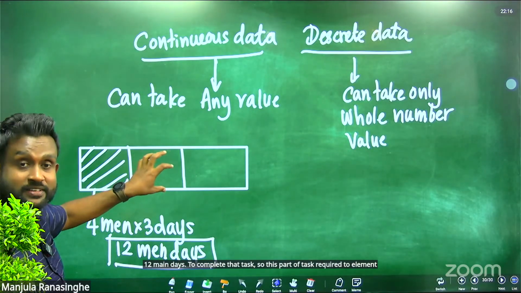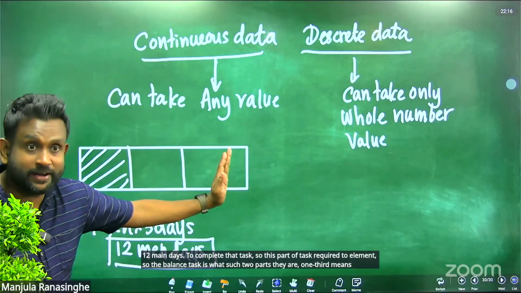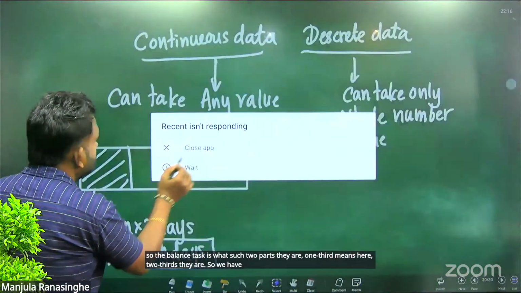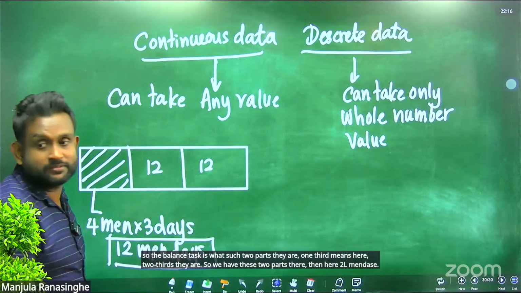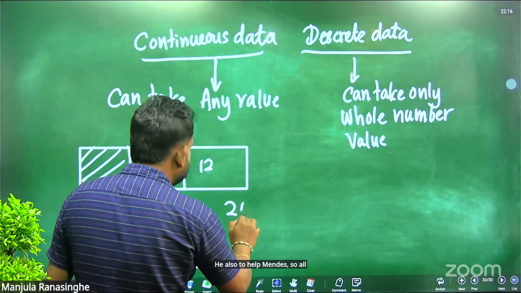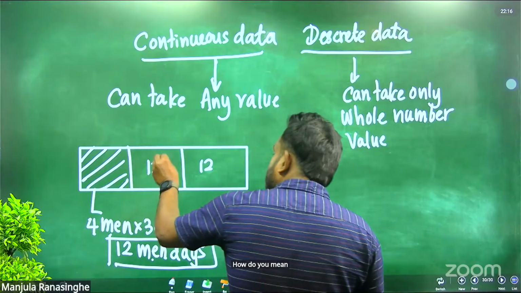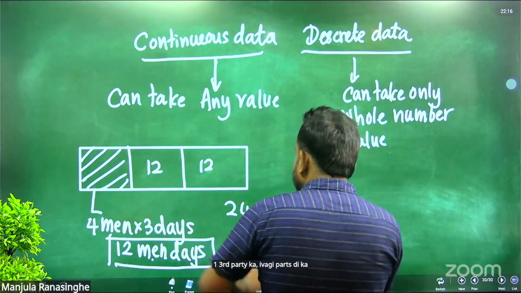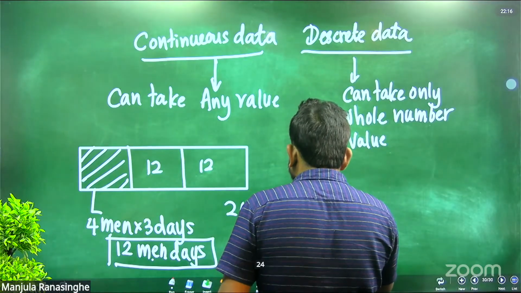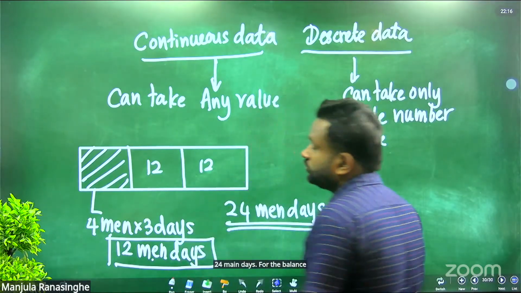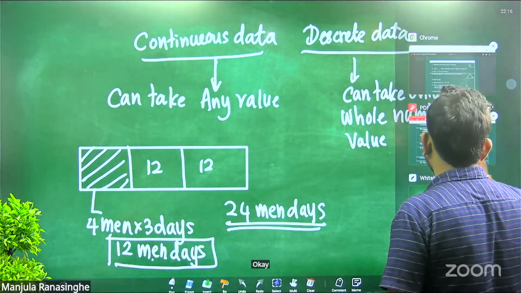So what is the balance task? Two parts there: 1/3 means here 2/3 is left. So we have these two parts there, here 12 man days, here also 12 man days. So altogether 24 man days for the balance task. Right, this is one 1/3 part, and two such parts are the balance. So 12 man days into 2, 24 man days is for the balance task. Right.